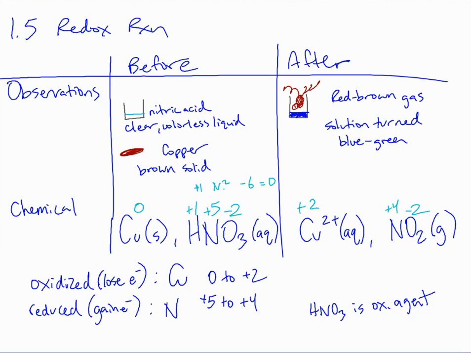And I would recommend spending 90% of your brain power here and only maybe 10% here. And then copper is the reducing agent because it was oxidized. Let's not overthink this too much. Really, the important stuff is here.